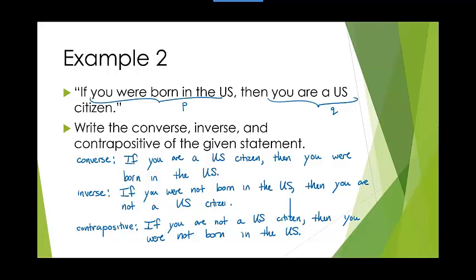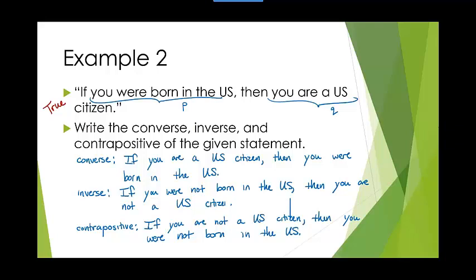So let's look at this sentence. If you were born in the U.S., then you are a U.S. citizen. Now that is a true statement. So if I'm born in the U.S., then that guarantees that I have U.S. citizenship. Okay, so that's true. Now let's look at the next one.